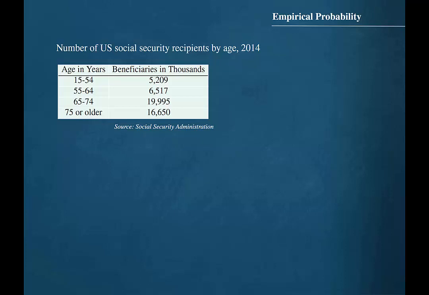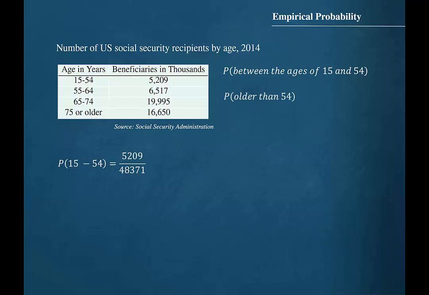This table gives us the number of U.S. Social Security recipients by age for the year 2014. The number of beneficiaries is given in thousands. The probability that a randomly selected U.S. Social Security recipient would be between the ages of 15 and 54 would be expressed in probability notation as the probability that a randomly selected individual would be between 15 and 54. From the table, we see that this probability would be 5,209 divided by 48,371.